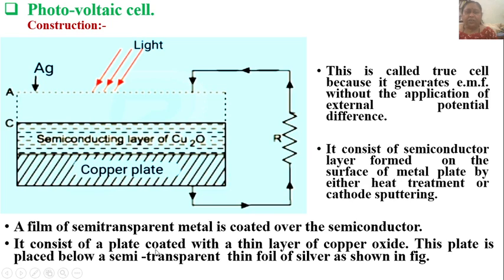It consists of a plate coated with a thin layer of copper oxide, see in figure. That is a layer of copper oxide, and this plate is placed below a semi-transparent thin foil of silver as shown in figure. That is a semi-transparent thin foil of silver.